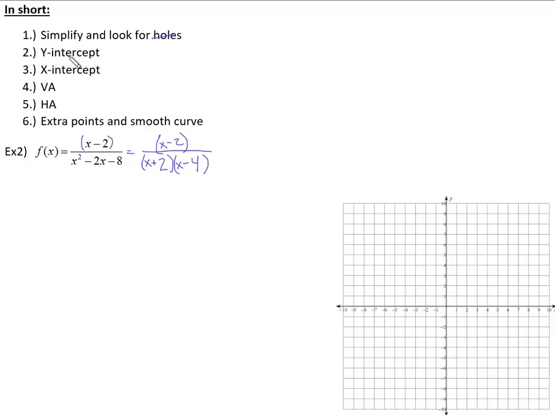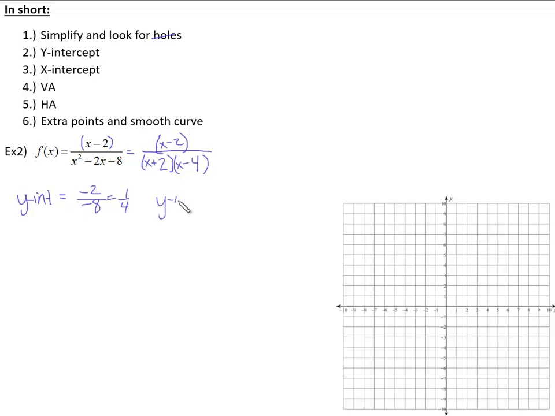Okay, next I want to find my y-intercept. So I'm going to plug in 0 for x. I can do that in the original or in the factored one. I'm going to use the original because I think it's going to be easier. If I plug in 0 here, the only thing left up top is negative 2. On the bottom, 0 squared is 0, negative 2 times 0 is 0, those terms disappear, and I'm just left with negative 8. And so this ends up being 1/4. That's my y-intercept.